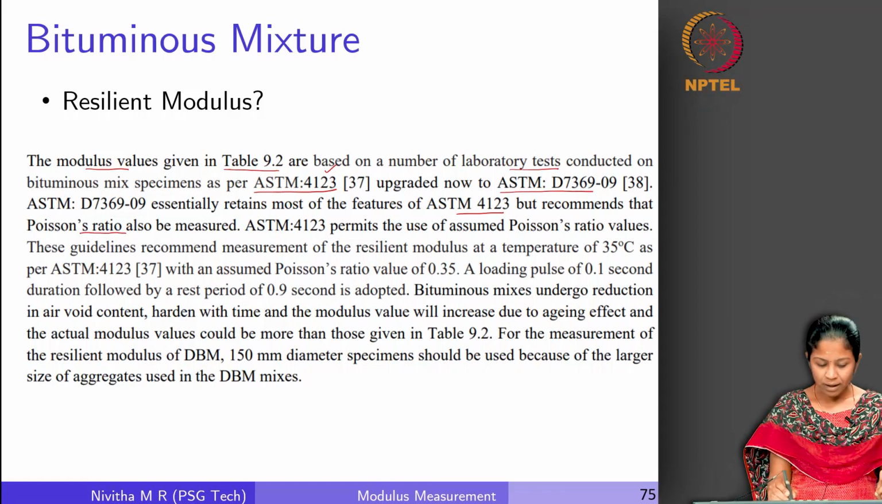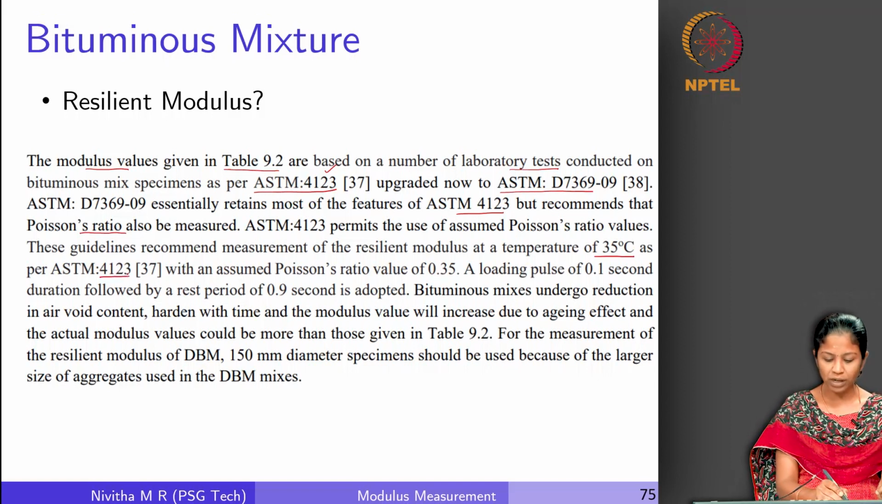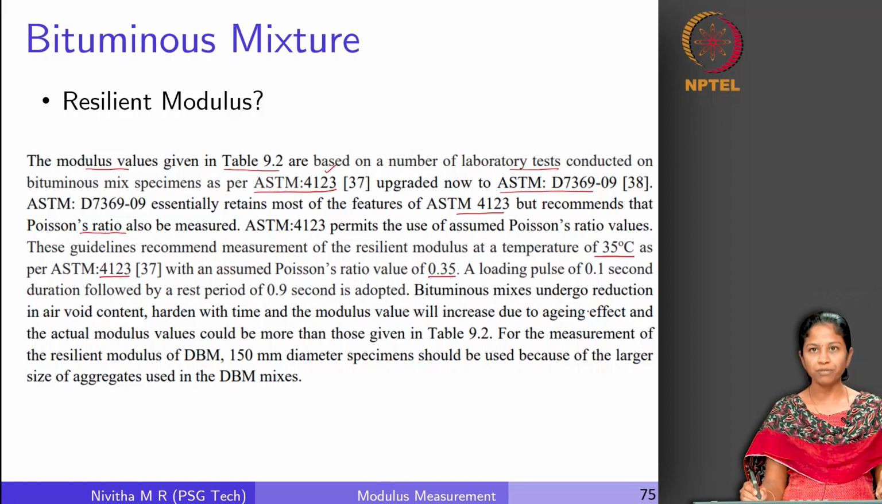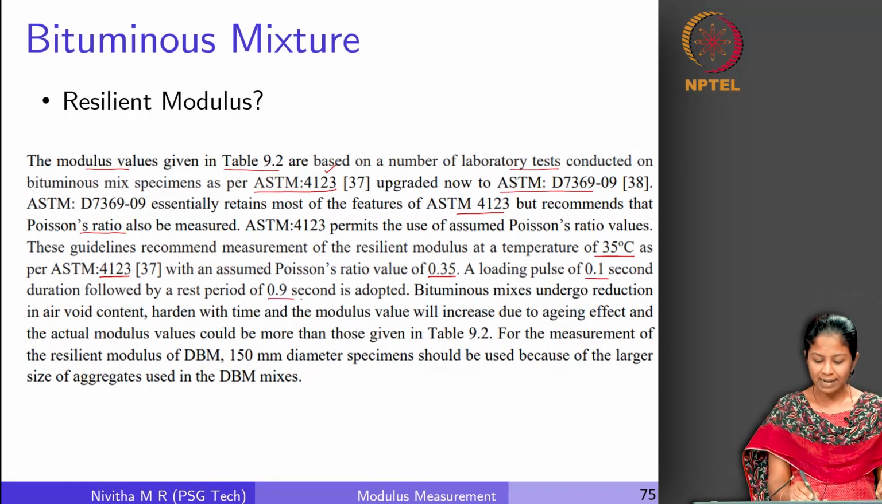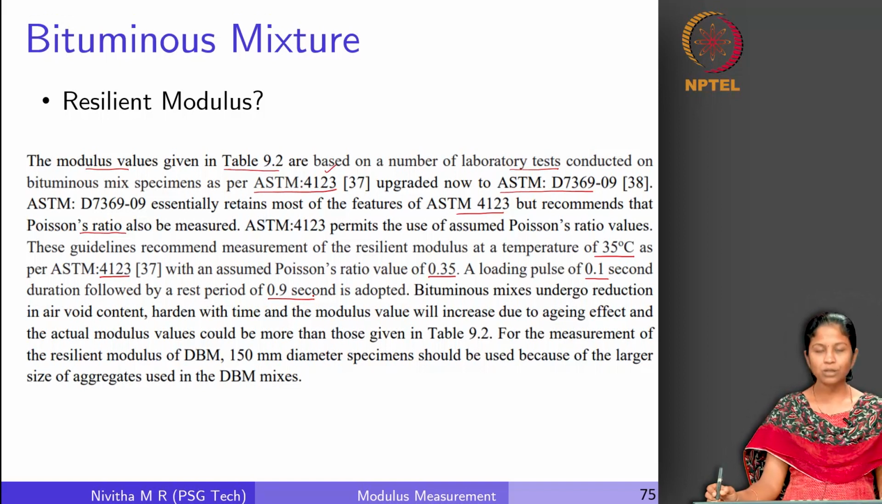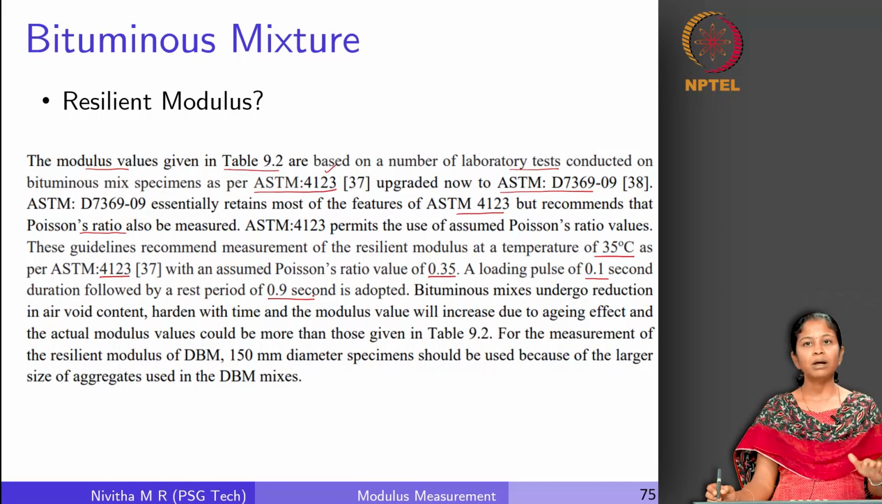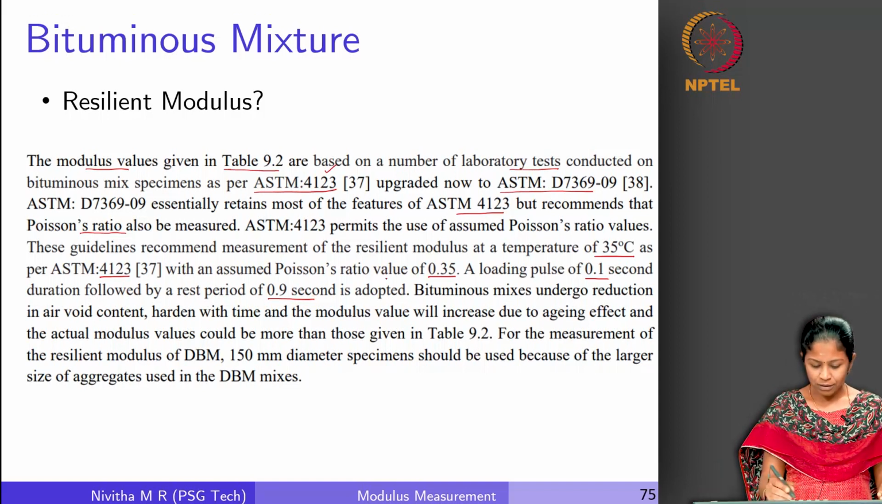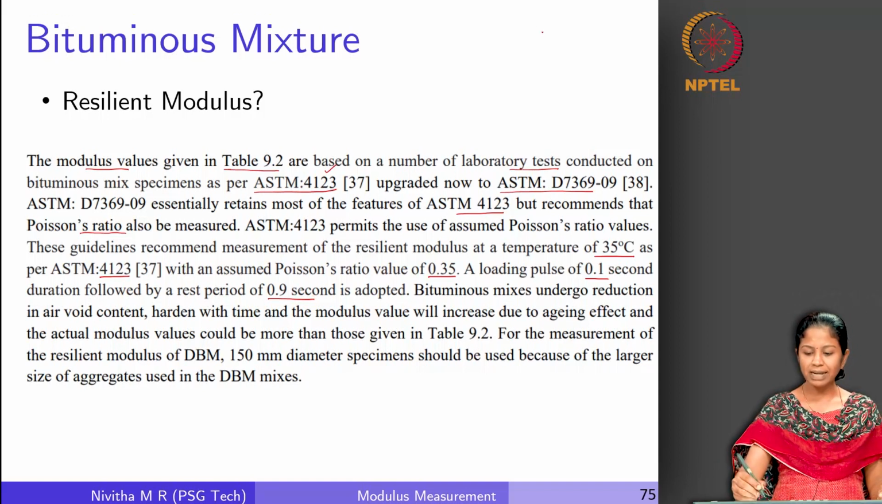You can see here the guidelines measure resilient modulus at a temperature of 35 degrees Celsius as per D4123 with an assumed Poisson's ratio of 0.35. They also use a loading pulse of 0.1 second and a rest period of 0.9 seconds. In the previous lecture, when we measured the resilient modulus for granular materials, we applied a similar Haversine loading with 0.1 second loading and a rest period of 0.9 seconds. A similar procedure is specified for bituminous mixtures also. So, we basically have two codes.